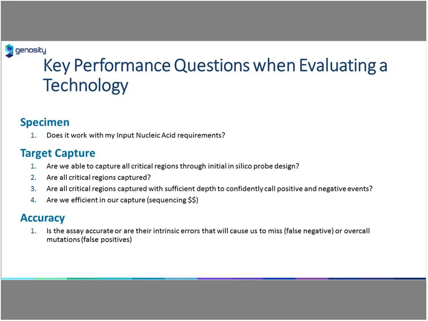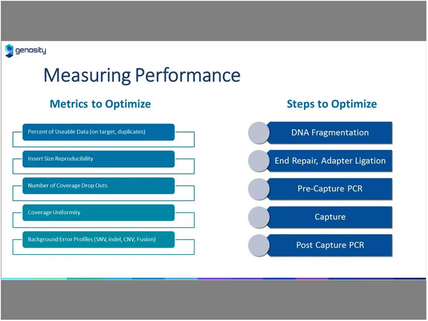And then finally, from an accuracy perspective, there's enzymes in the design of libraries. Enzymes have error profiles, slipping events, around indels, homopolymers. And so do we have confidence in the ability to make appropriate calls, or do we get left with false negative or false positive mutations?